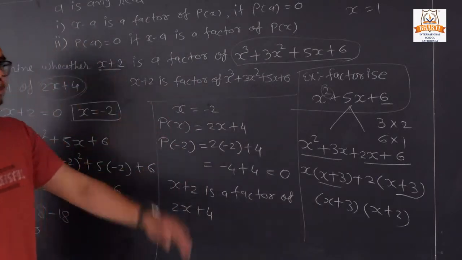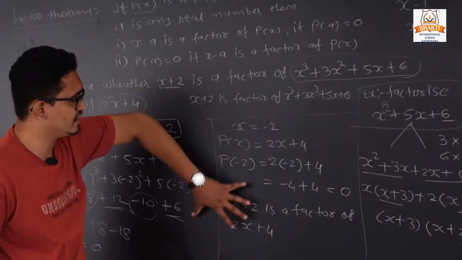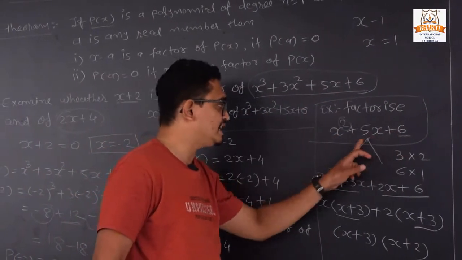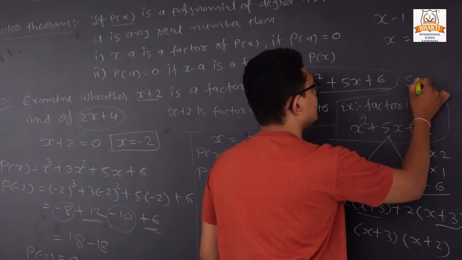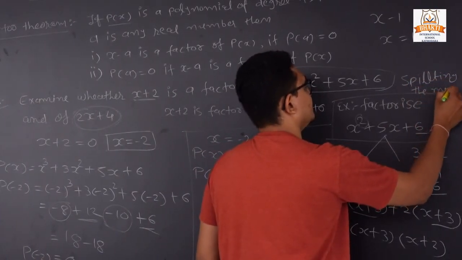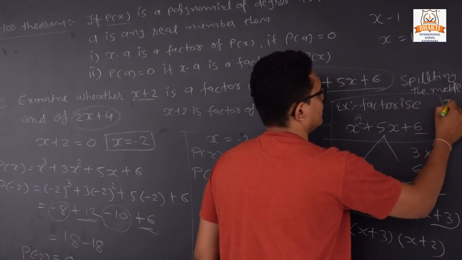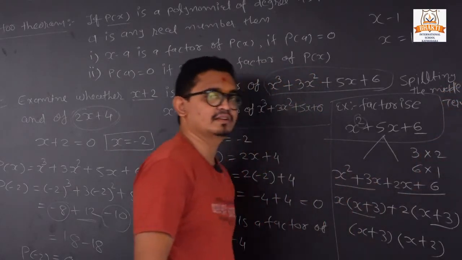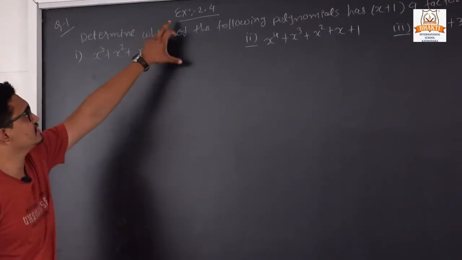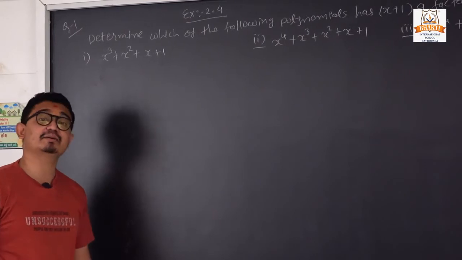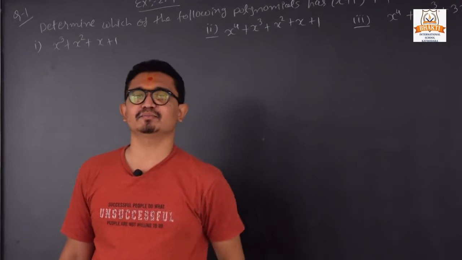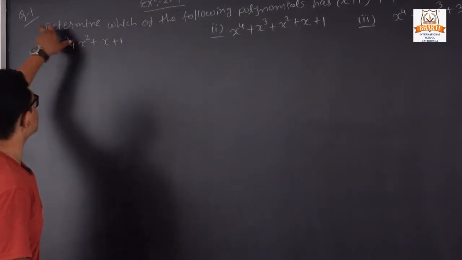So up to this all clear? How can we apply the factor theorem to a polynomial, as well as how can we factorize by splitting the middle term? Which method is it called? Splitting the middle term. So up to this all clear? So in exercise 2.4 we can apply the factor theorem. Clear? So how can we apply the factor theorem in exercise 2.4 question number 1?